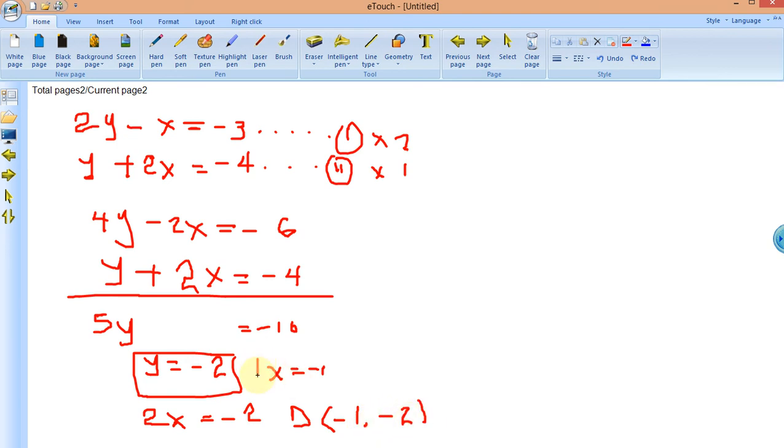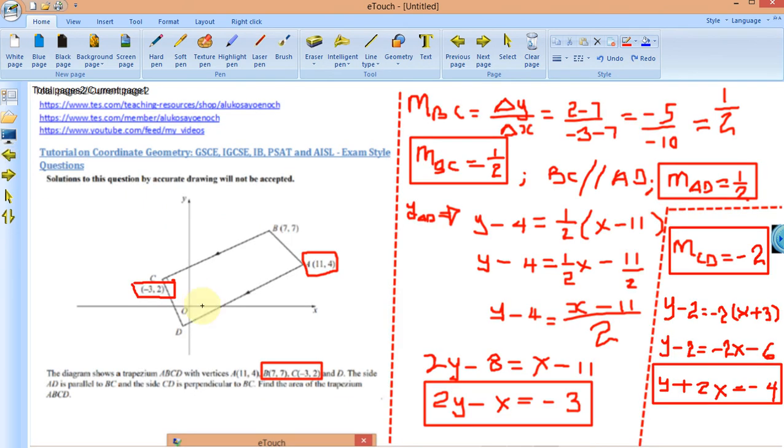Guys, don't forget that the system of linear equations we solved is for AD and CD, and let me just check it again. So AD is parallel and CD is perpendicular to this fixed BC. So now finally we are asked to find the area of the trapezium ABCD. To find the area of trapezium ABCD, I'm going to use the coordinates. So how to find the area of rectilinear figures.